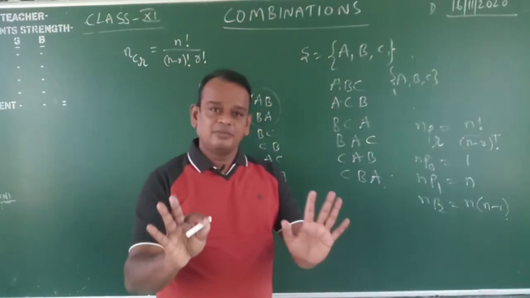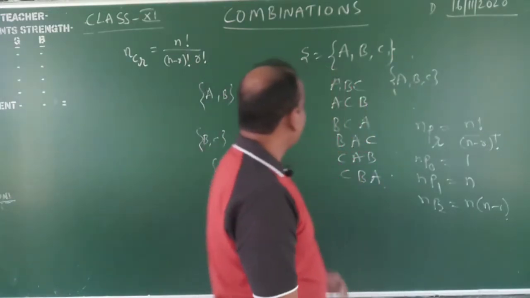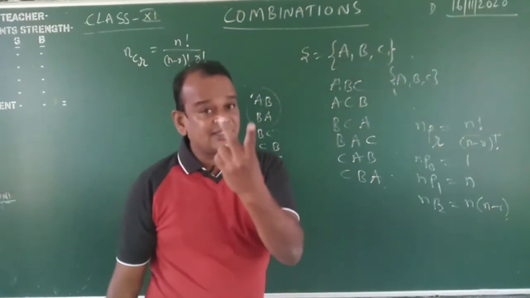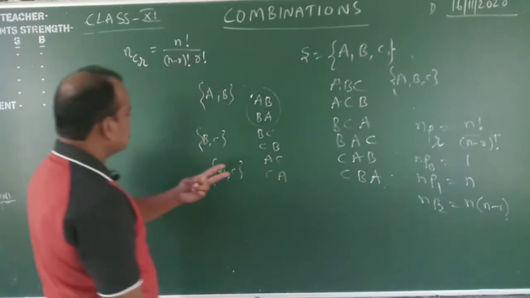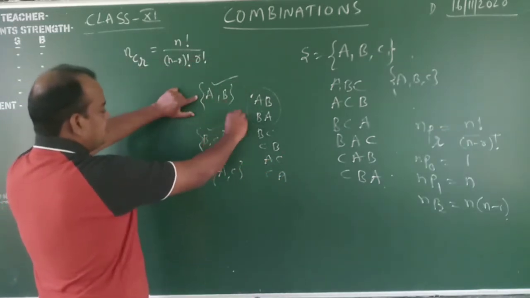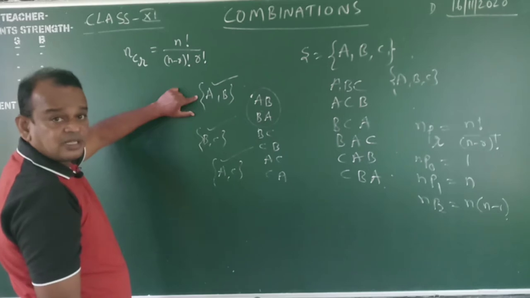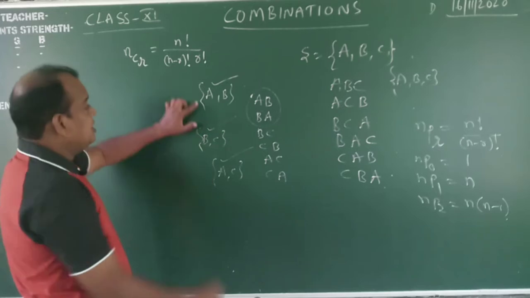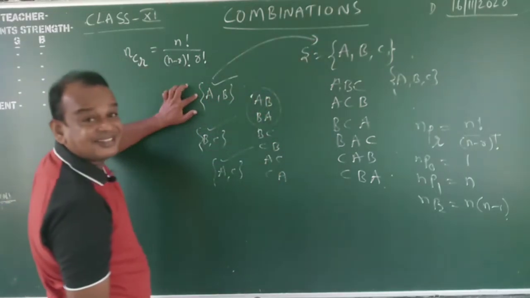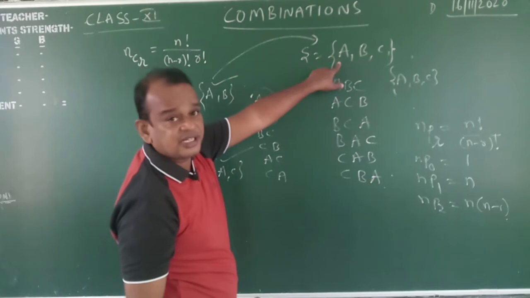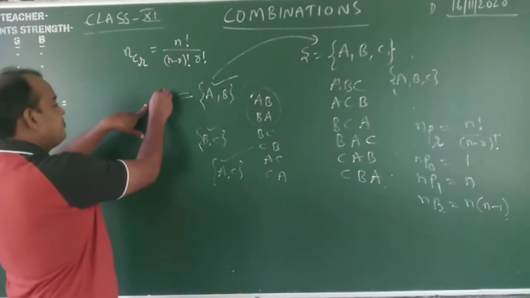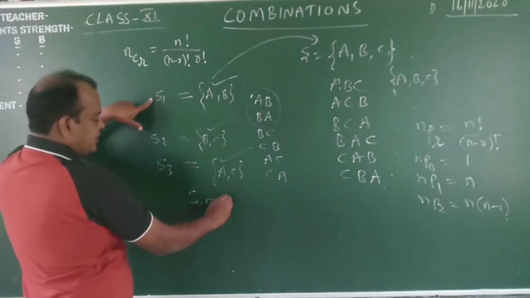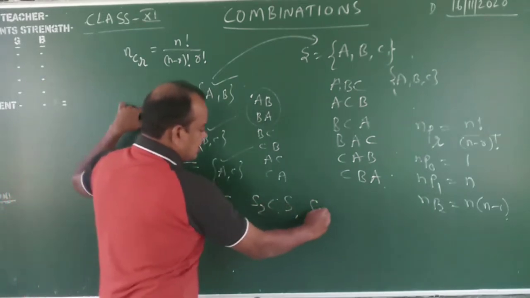Okay, my dear students. Now, in this set, suppose, how many elements are there? 3 elements. We will select 2 elements. How many possibilities are there? AB, BC, AC: 1, 2, 3. These 3 are subsets of this set. These elements belong to this set. Suppose these subsets are S1, S2, S3. Observe that: S1 is a subset of S, S2 is a subset of S, S3 is a subset of S.